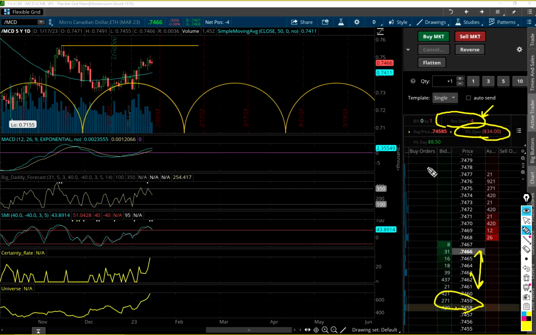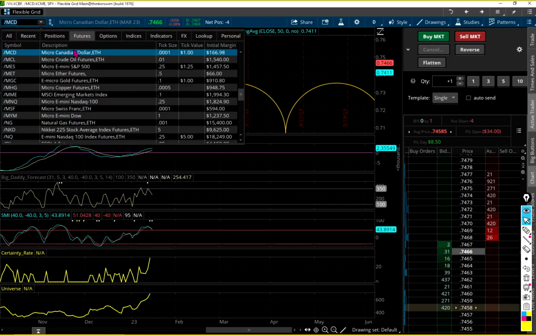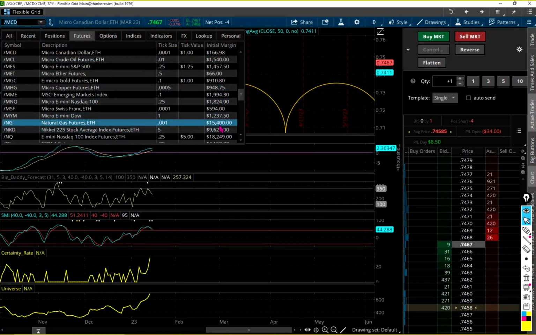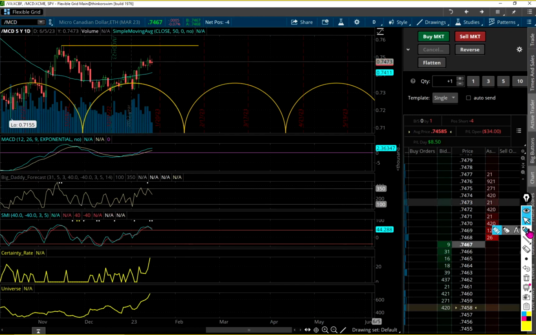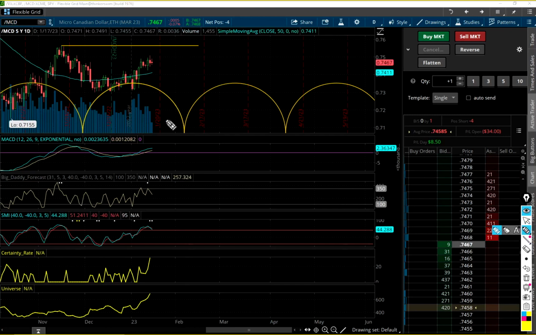This is a very inexpensive futures product, by the way. I think, if I remember right, it's like 167 bucks. Look at this, guys. 166.98, super cheap. Look at it compared to all these other ones, 15,000 for natural gas, crazy. So this is a micro product, futures, super cheap. So Canadian currency, I'm trading it through the Canadian dollar micro futures. I think it's going to start heading down.